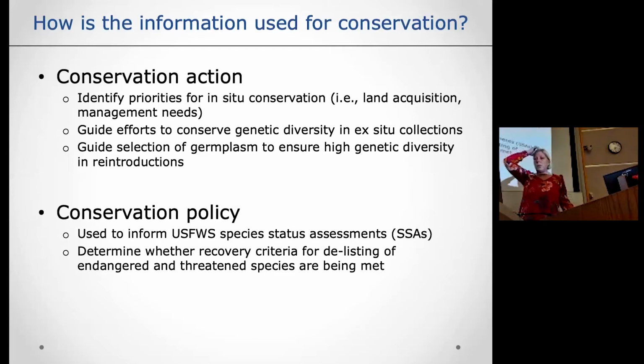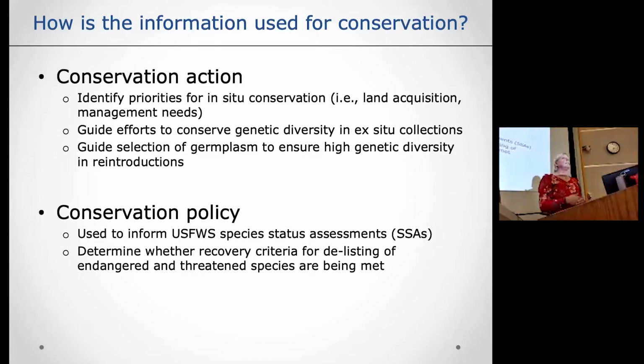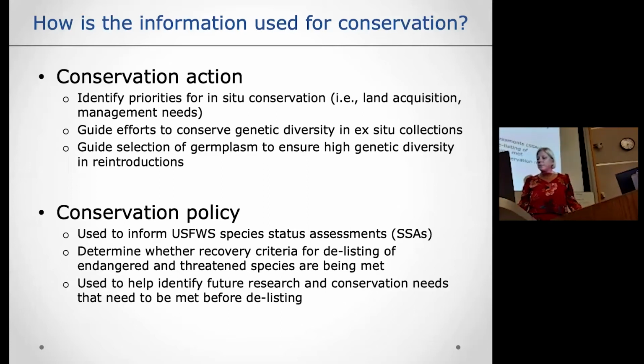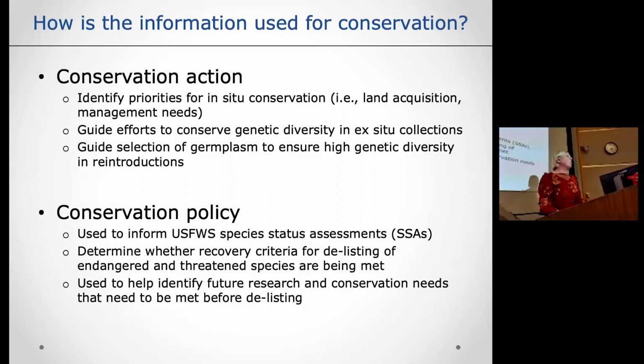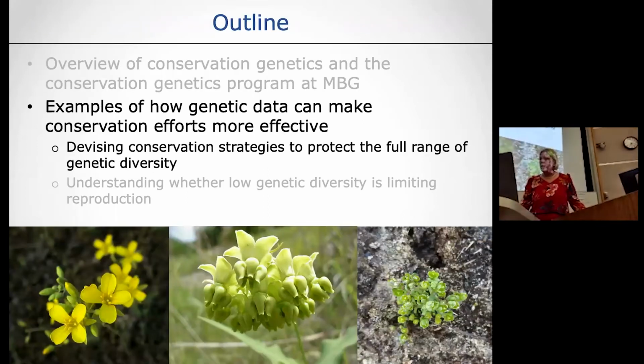And then a lot of times our information will also be used to determine whether recovery criteria, which are the things that need to be met for a species to be downlisted, have been met, especially if they deal with genetic diversity. And then another thing we do is help make recommendations for future work for conservation and management.